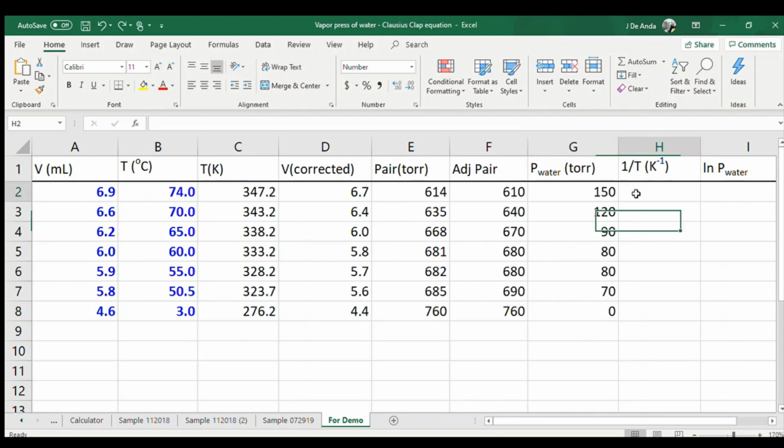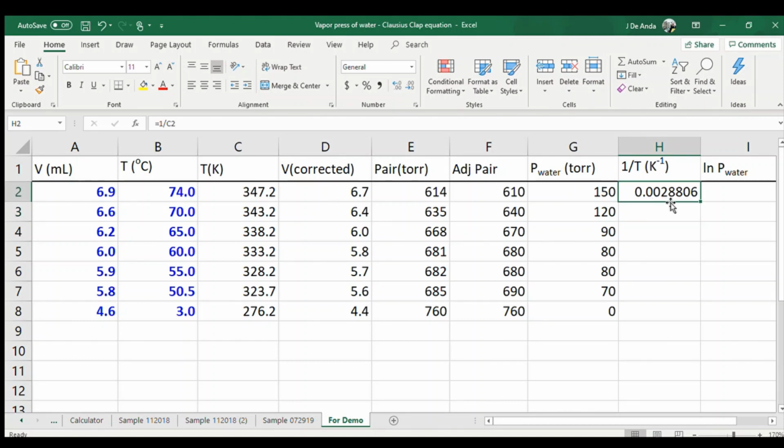Let's go to this cell here, and let's say we're going to do the reciprocal. This will be equals, 1 over, and I'm going to pick the temperature. Don't forget, you have to pick the temperature in Kelvin, not in Celsius. And that should give me that result. When I click the Enter key, I get this number in there.